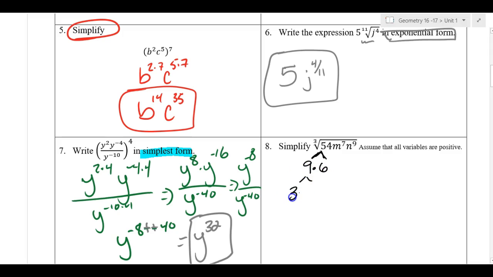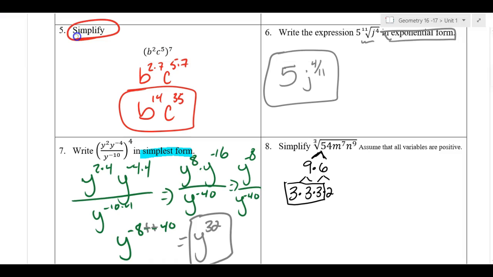We can break down 9 to be 3 times 3, and we can break down 6 to be 3 times 2. Now, since it's a cube root, we are looking for groups of 3. So I have a group of 3, it happens to be 3. That's going to be important in the end. I'm going to write this all out at once.